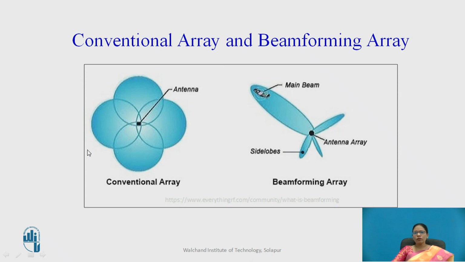But this is the beam forming array. The beam forming array is making the radiation increase, or the gain higher, in a desired direction where the main beam is, where the target is. In that case, you can see the main beam, the larger lobe, the higher gain. Whereas in the other directions, you can see the side lobes which have very little gain. So this is the difference between the conventional array and beam forming array in terms of radiation.